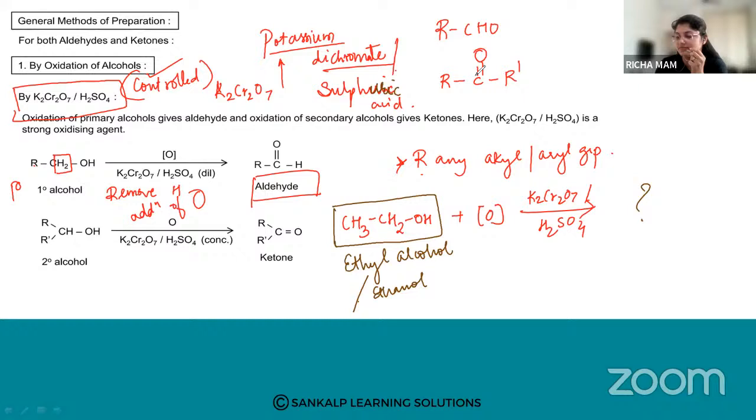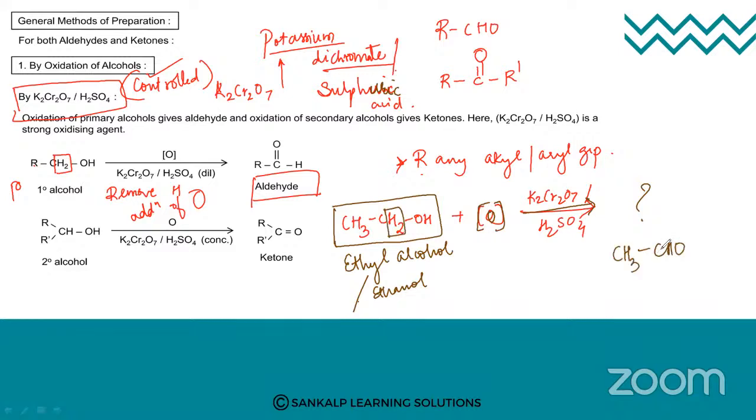So if you take ethyl alcohol, try, at least try. So ethyl alcohol, and if you treat it with K2Cr2O7 in the presence of H2SO4, which is a good oxidizing agent, what we have seen is that there will be removal of hydrogen. Okay, so what will be the product?